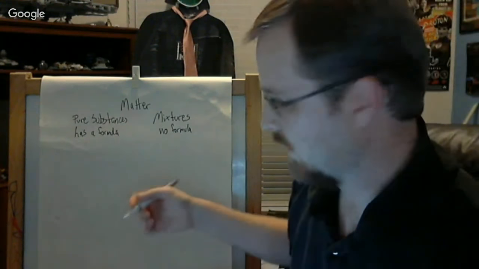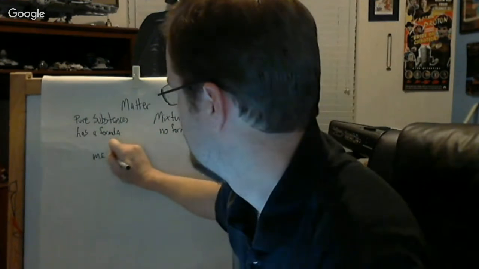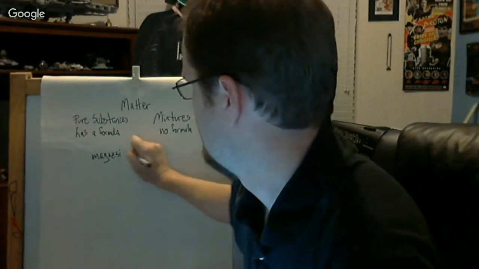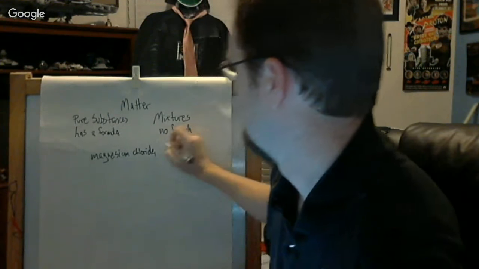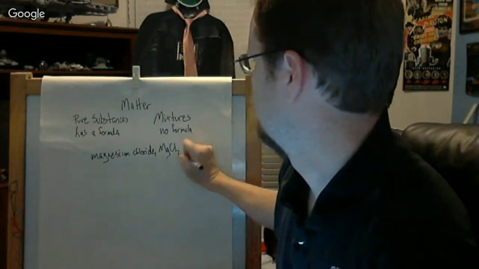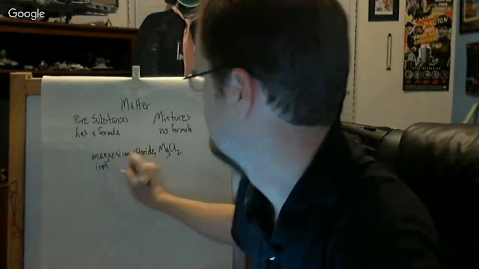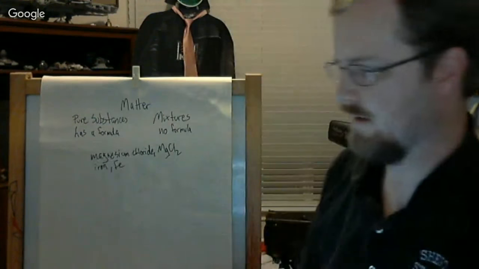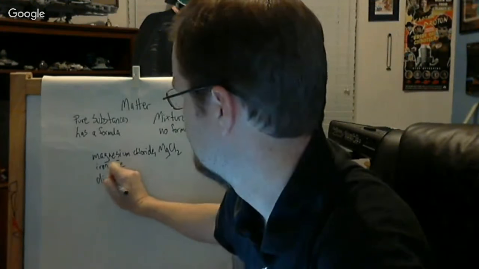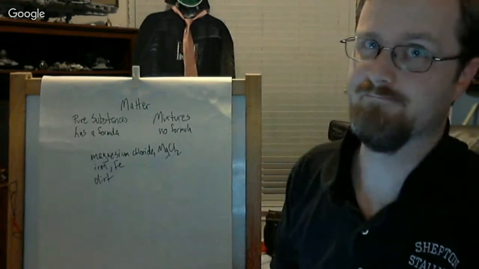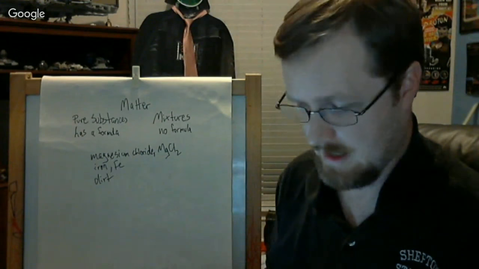Okay, so let's say you're given something like magnesium chloride, and then it'll say MgCl2. We'll have something like iron, and then it'll say Fe. And then you might have something like dirt, and there won't be anything after it, right? So you're supposed to identify that as a pure substance or as a mixture.